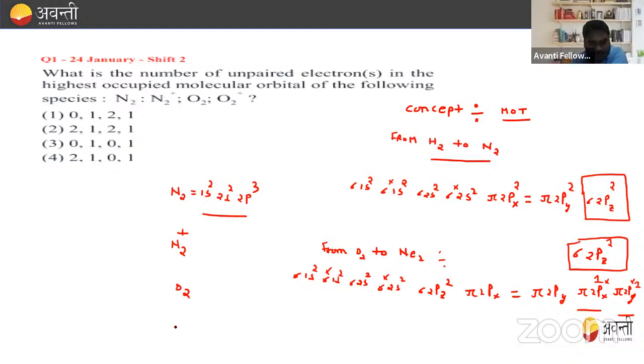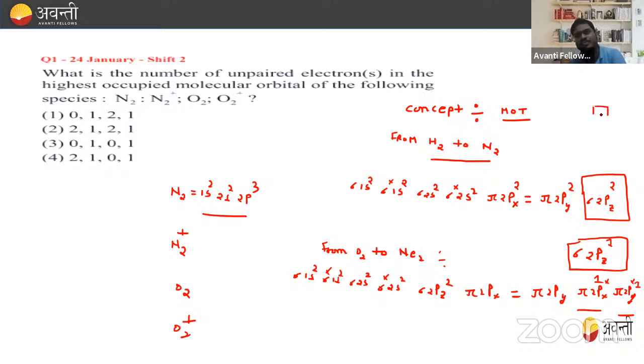If I'm talking about O2 plus, it means removal of one electron, that is pi 2px1. So you have to calculate in this question the number of unpaired electrons. If I'm talking about N2, is there any unpaired electron in N2?